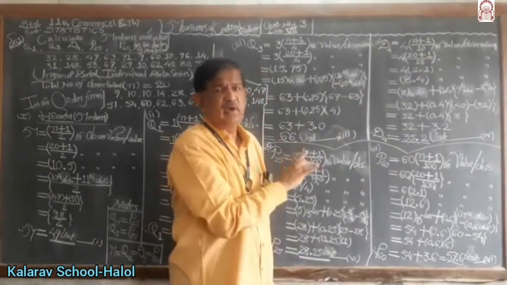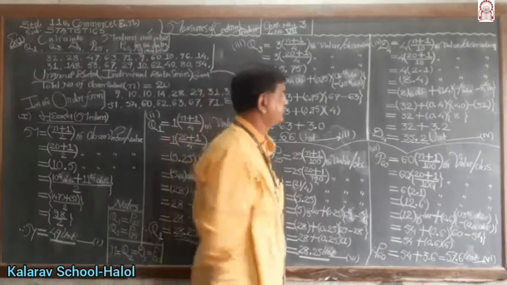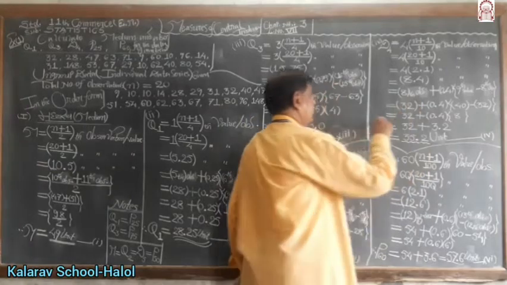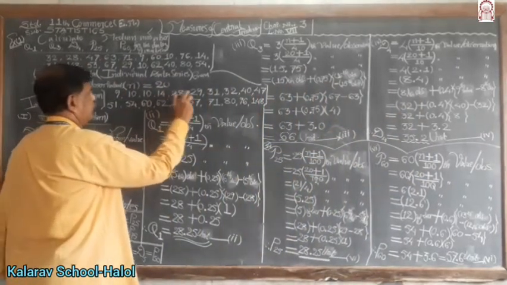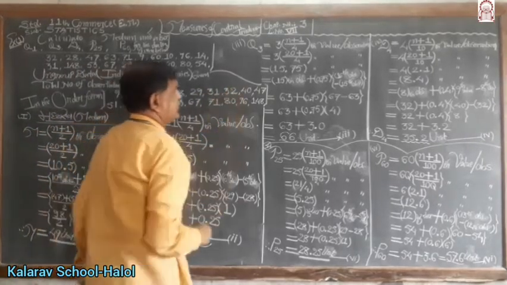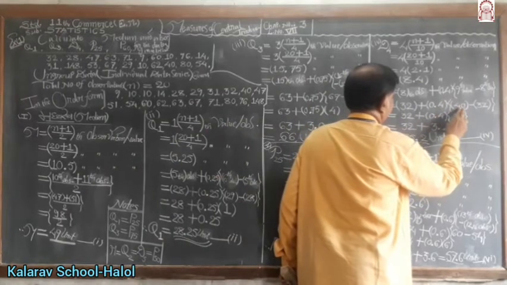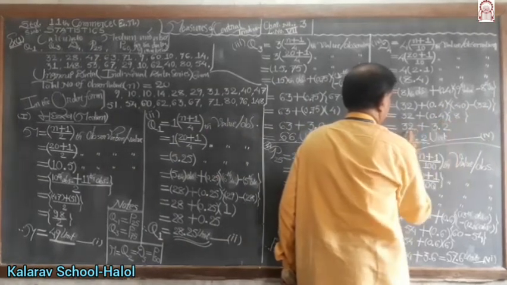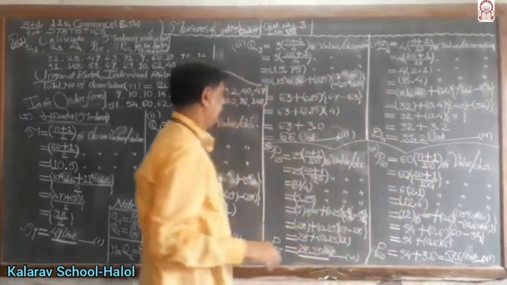But you must write all the steps. You must write the whole procedure. The 8th value means 32. See, 1, 2, 3, 4, 5, 6, 7 and 8. 32 is the 8th observation. So write 32 plus 0.4 times the difference of these two quantities, 8. Ultimately the answer will be 35.2 units.